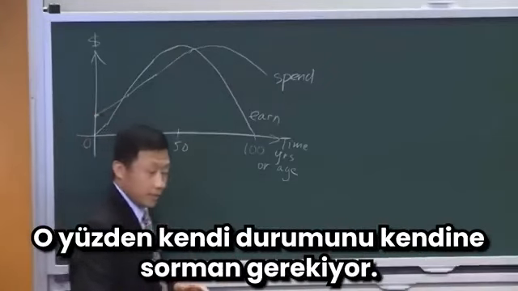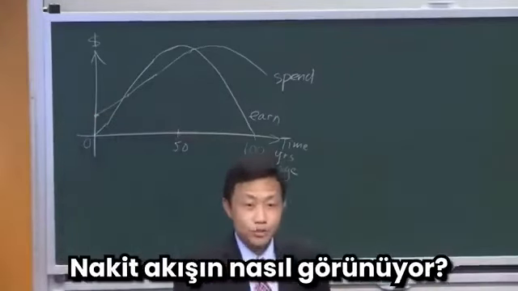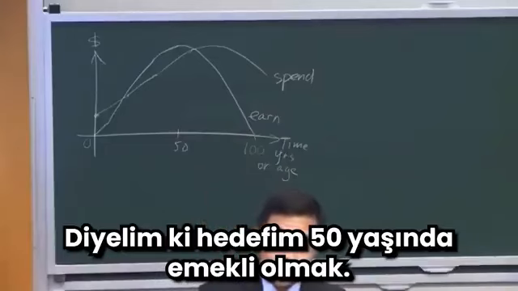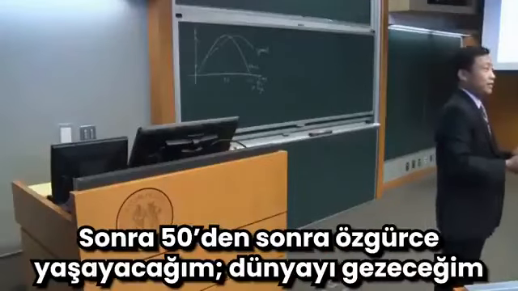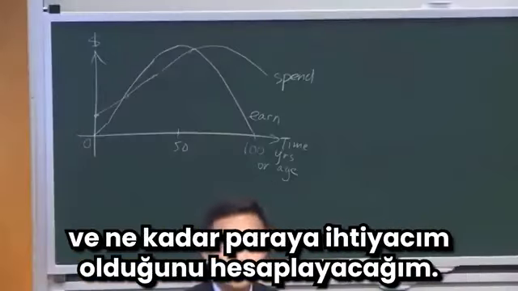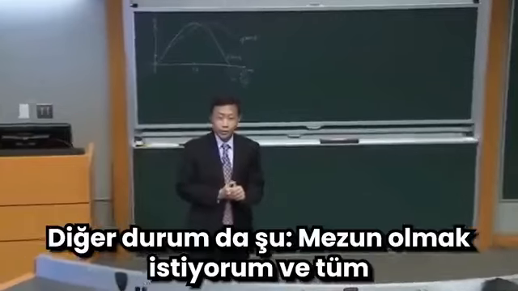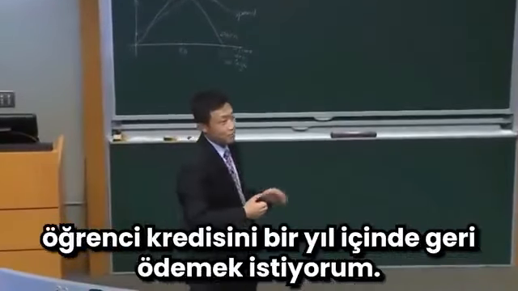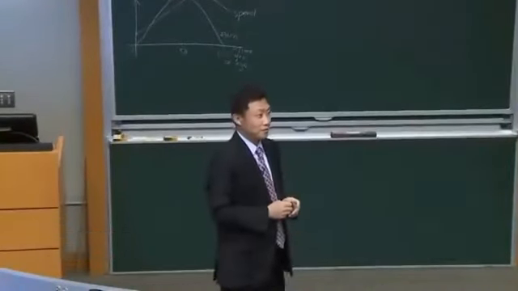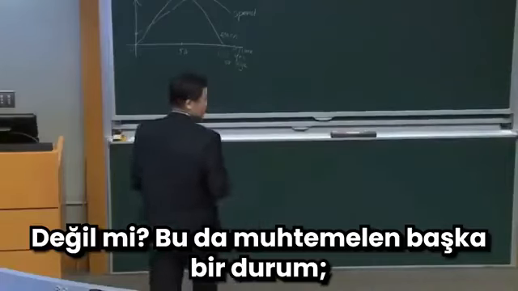So you got to ask about your situation. What's your cash flow look like? So you say, my objective is I'm going to retire at the age of 50. Then after the age of 50, I will live free. I travel around the world. Then I calculate how much money I need. So that's one situation. The other situation is I want to graduate and pay back all the student loan in 1 year, right? So that's probably another.